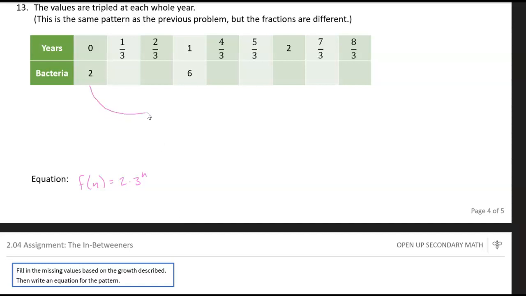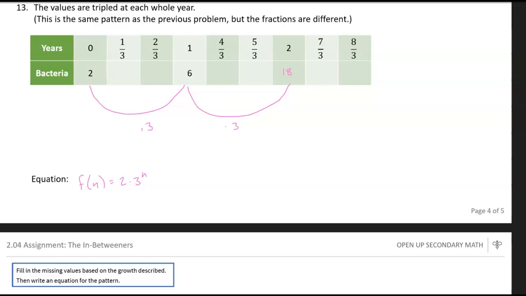Remember, we got that because we looped from whole number to whole number and multiplied by 3 each time. Multiply by 3, multiply by 3. So 2 times 3 is 6. 6 times 3 is 18. Our value at 0 was 2, and our common ratio is 3. So that's how we got that equation.